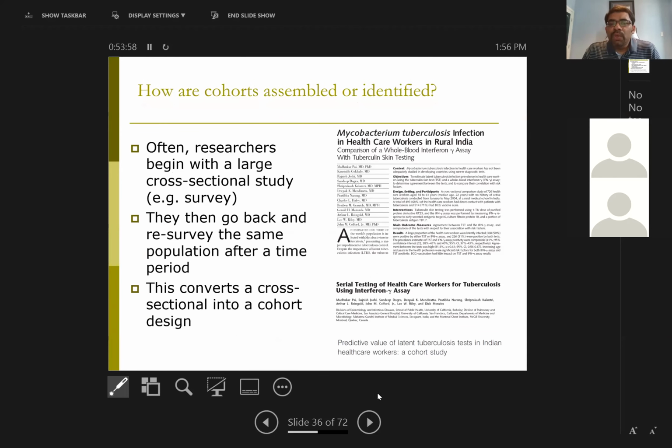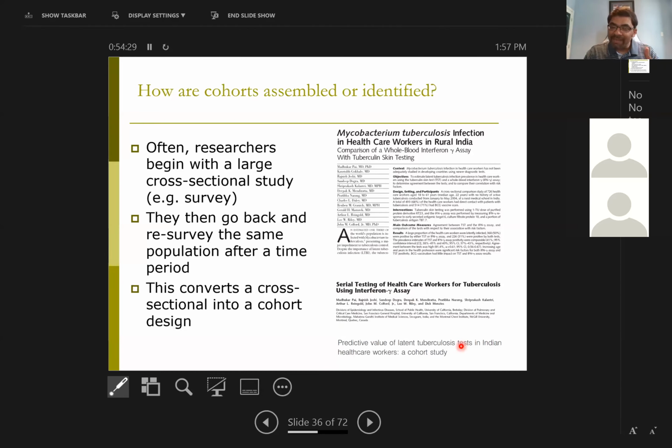You could begin with a cohort study in mind, plan for it. Requires a lot of money to be able to do that. Or you could do something like what I did. This was my PhD thesis work in India, where I surveyed almost 700 healthcare workers, doctors, nurses for TB infection. And then 2 years later, I went back and I repeated the study on them to see how many people newly got infected in the 2-year period.